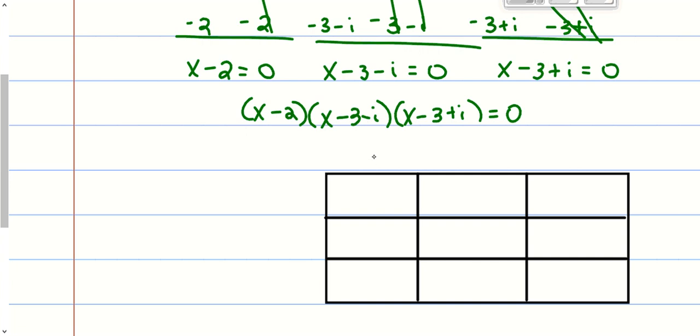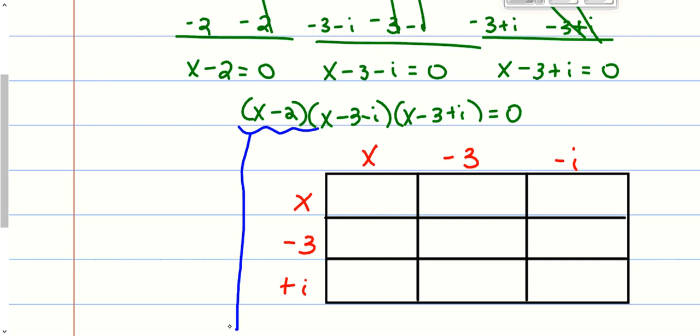So here I'm going to have x minus 3 minus i and x minus 3 plus i. I'm going to go ahead and draw an arrow for this. This is going to go way on down here. We're going to catch up with it in just a minute. But for right now, let's multiply here.